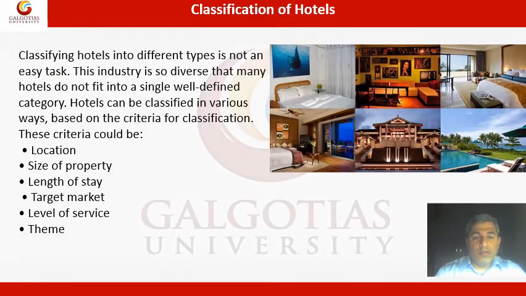So classifying of hotels into different types is not an easy task. The industry is so diverse that many hotels do not fit into a single well-defined category. Now, hotels can be classified in various ways based on the criteria for classification. Now, these criteria could be location, size of property, length of stay, target market, level of service, and finally, theme.